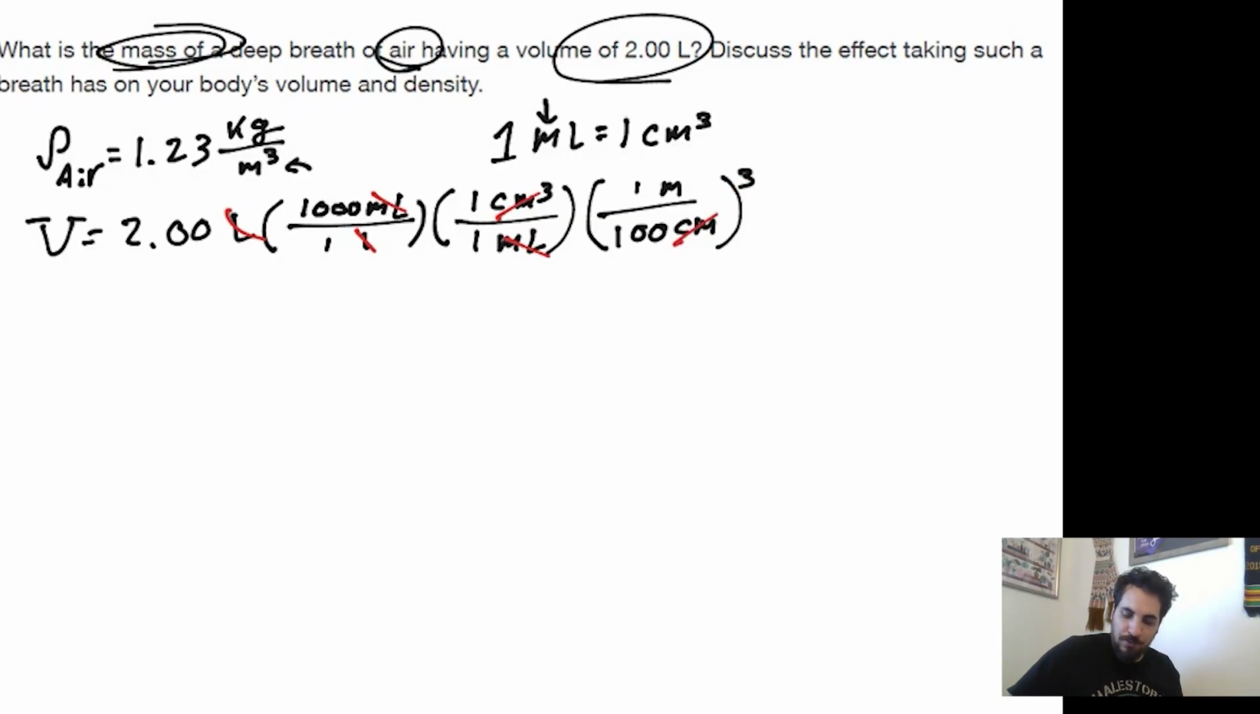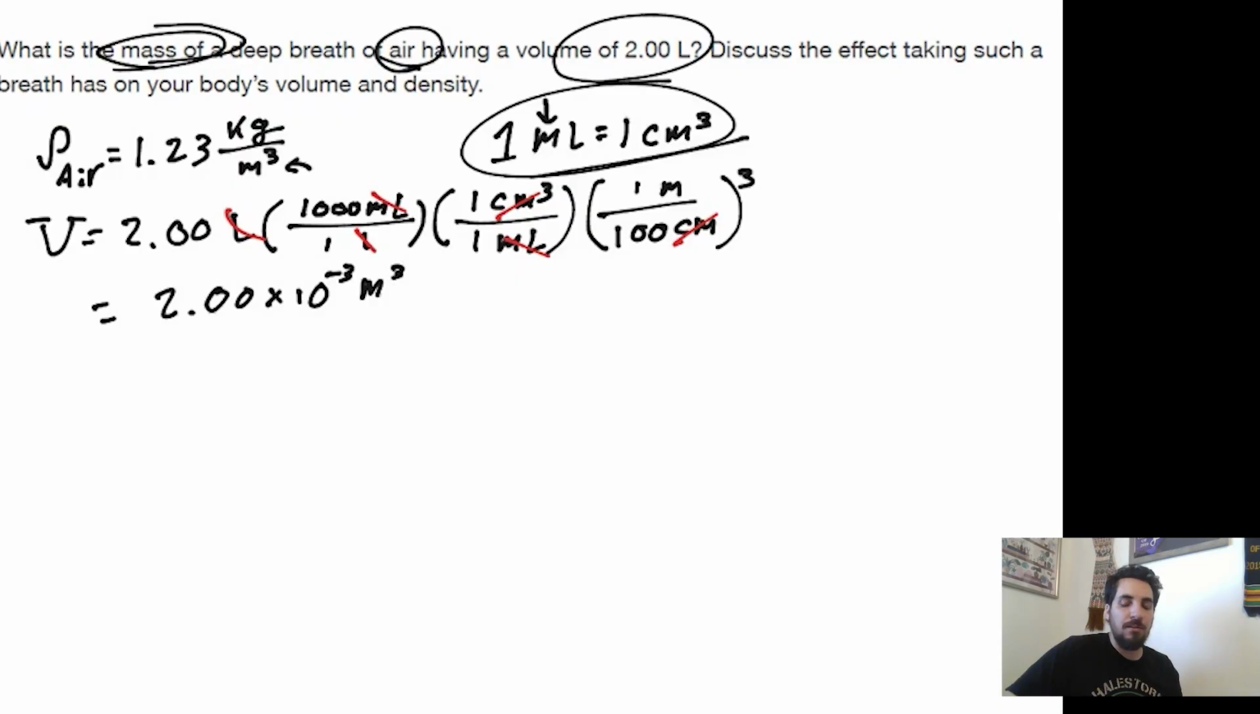Shouldn't have marked off that centimeter right there. And that would leave us with units of meters. And you do the math here, and what you would find out is that the volume is equal to 2, and actually I should pay attention to sig figs here, 2.00 times 10 to the minus 3 meters cubed. So that gives us our volume. So it's not 1-to-1 between liters and meters cubed. It is, however, 1-to-1 between milliliters and centimeters cubed.